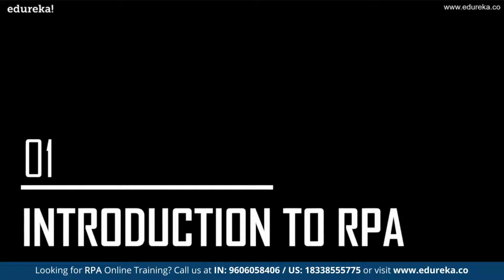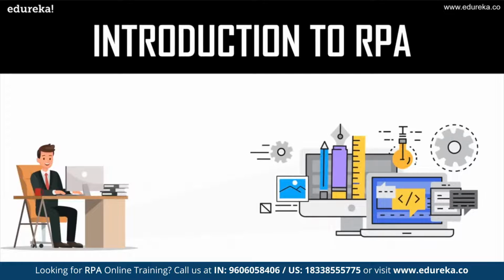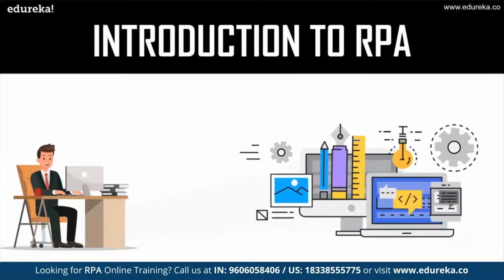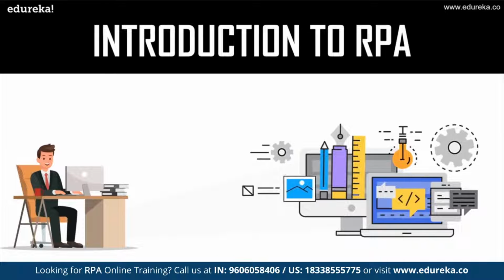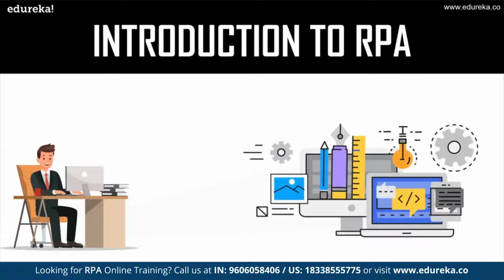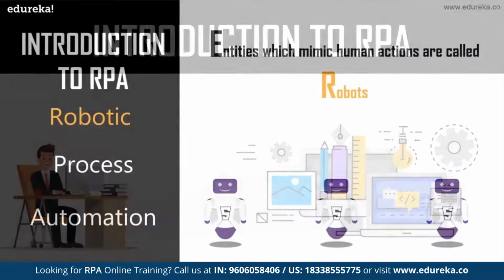So if I have to define the term RPA for you, then the process of automating business operations with the help of robots to reduce human intervention is nothing but robotic process automation. Now, if you hear the term robotic process automation, there are mainly three terms that you have to understand over here. That is robotic, process, and automation.